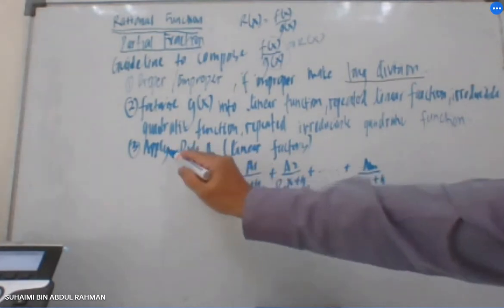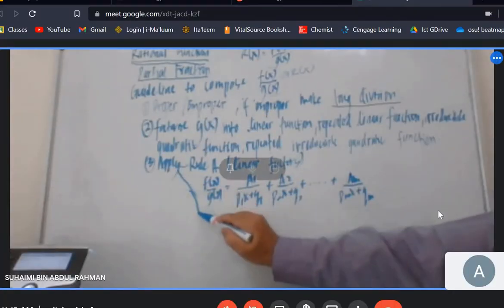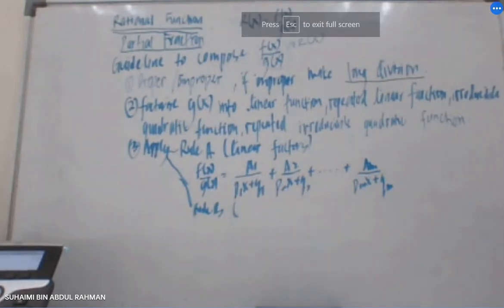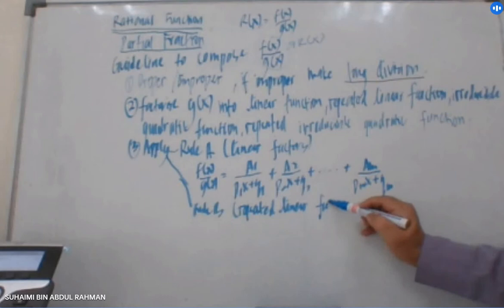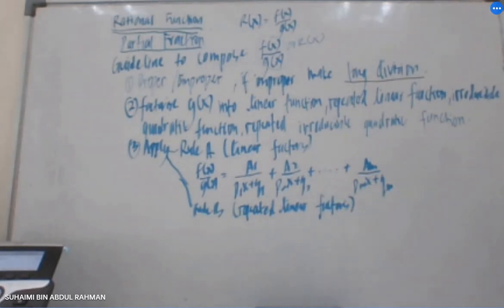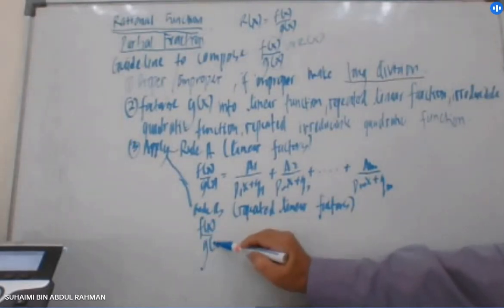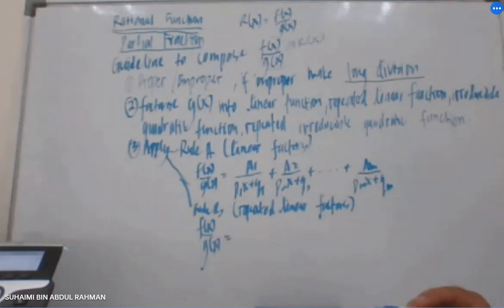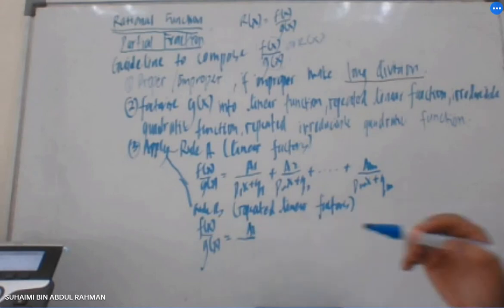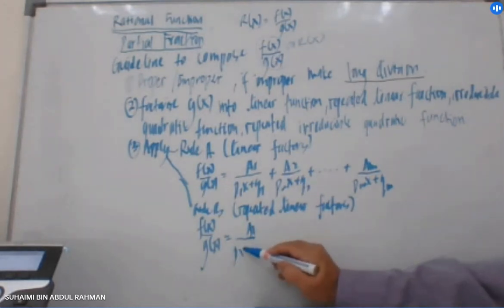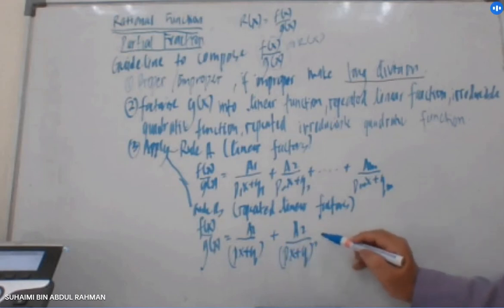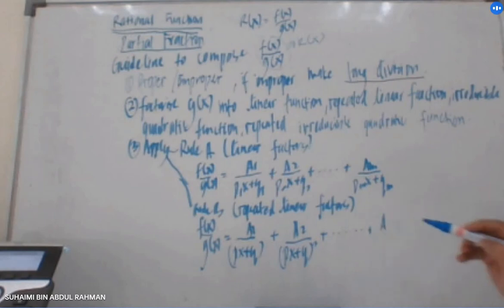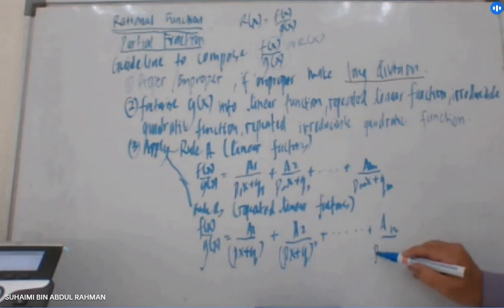We apply rule A. We may apply rule B for the case of repeated linear factors, so that f(x) over g(x) will be written as a1 over px plus q, plus a2 over (px plus q) squared, plus until am over (px plus q) to the power of m. That's for rule B.